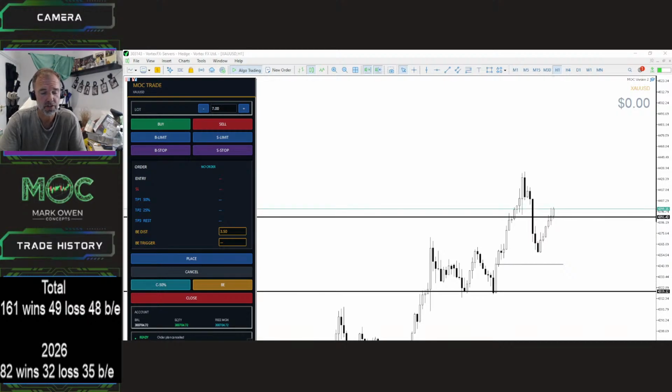Just out of curiosity, a breakout is when the market breaks out and creates a new high. So is that buying at the top, or is it creating a new high?